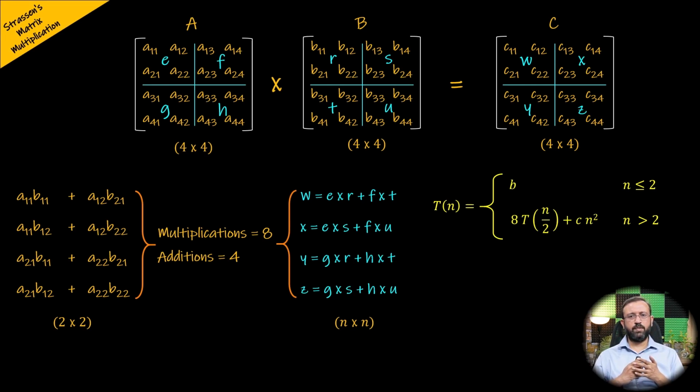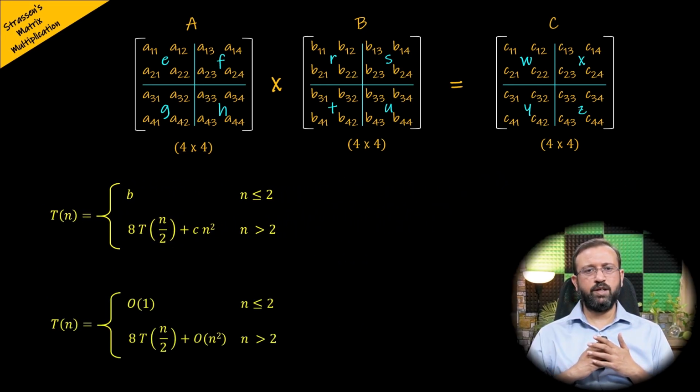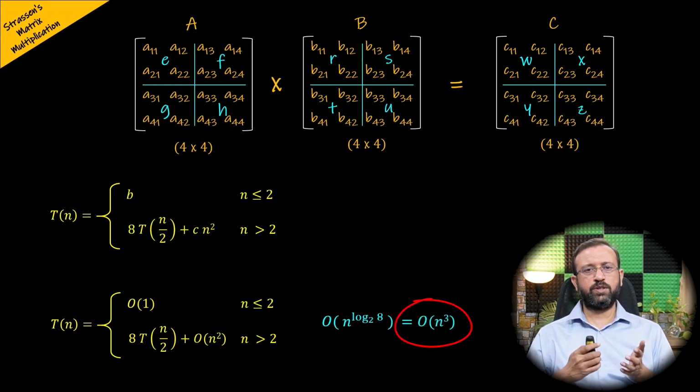And now, since it's matrix addition, that is, each corresponding element is added, we need to traverse the rows and columns of the matrices, which is done in n squared time. Therefore, if n is greater than 2, we have 8T(n/2) plus c multiplied by n squared. Here, b and c are some constants. This recurrence relation can be solved using the substitution method, which gives O(n^log 8 to base 2), which is nothing but O(n cubed). So if you observe, the divide and conquer approach also takes O(n cubed).